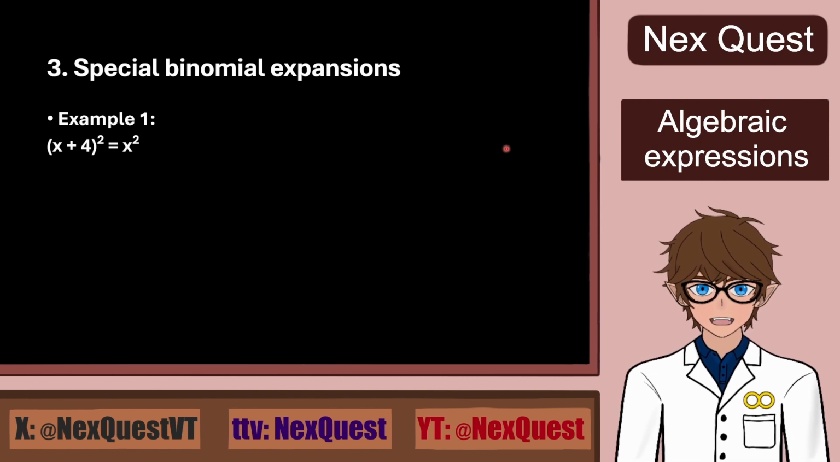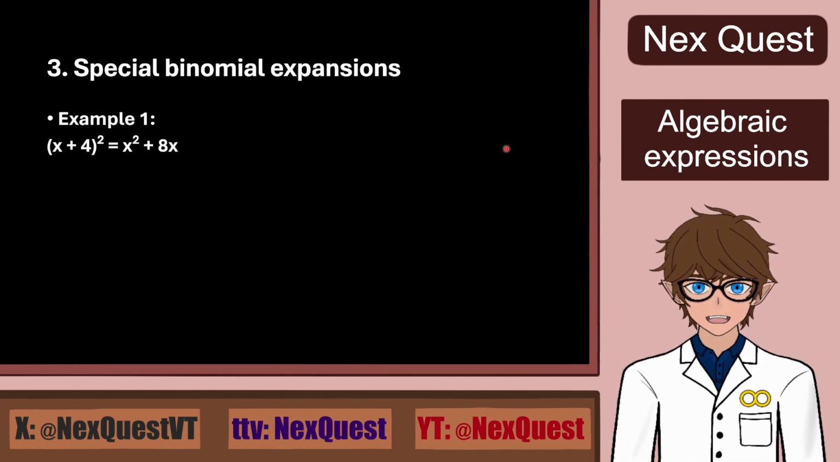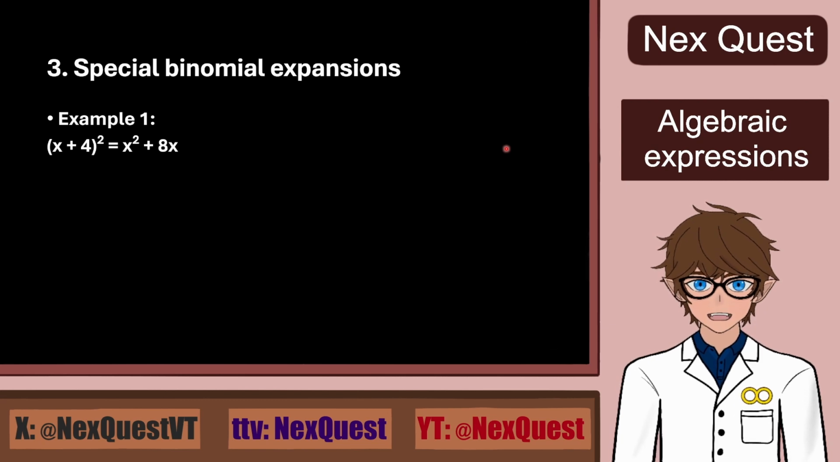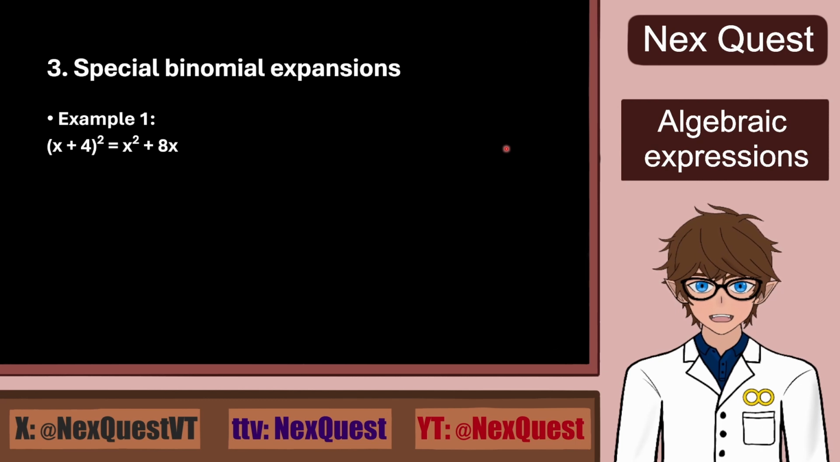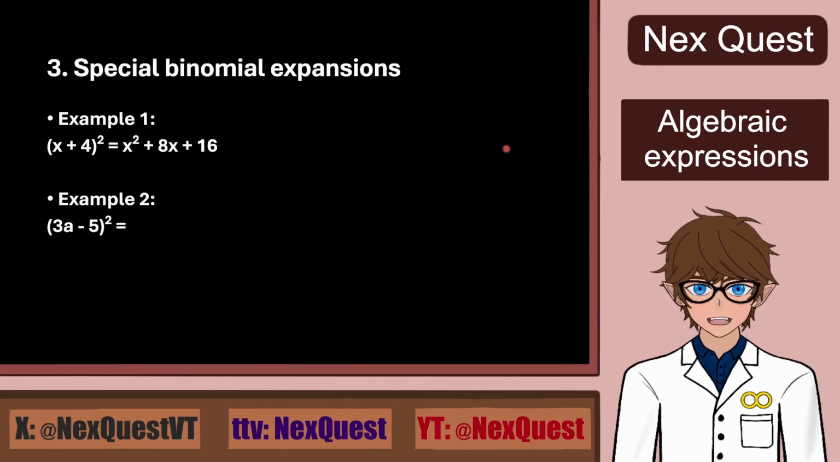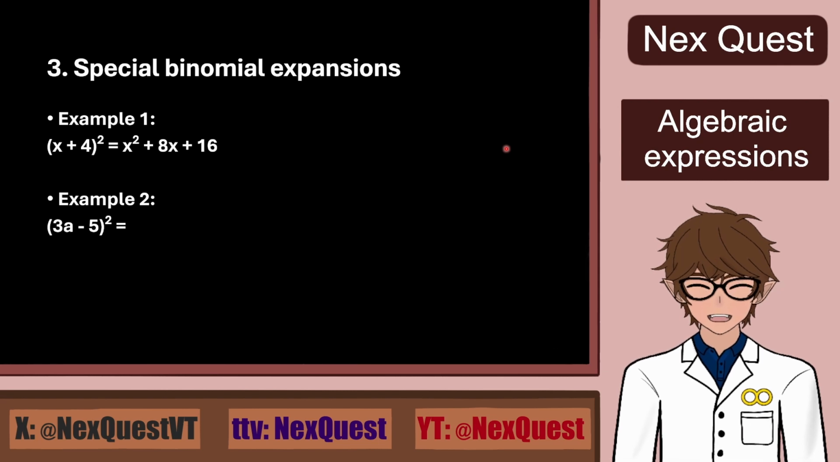So 2 times 4 times x is 8x, and then b squared, or y squared, whatever you go with, is 4 squared, which is 16. Now for example number 2. This one's a bit more complicated, but don't worry, it's very easy.